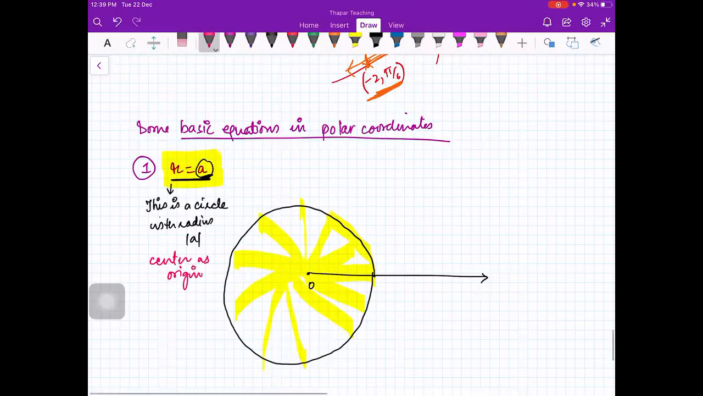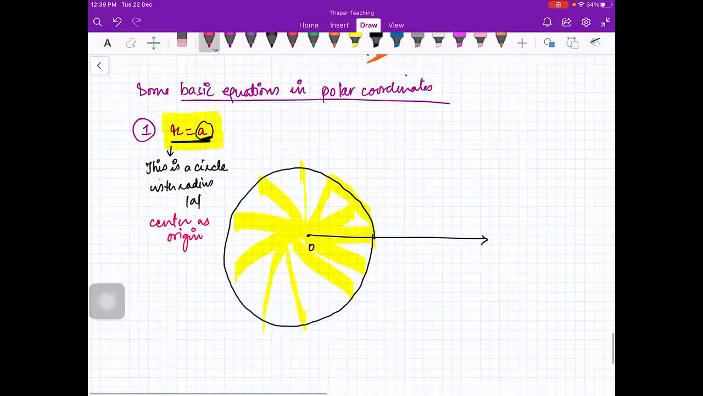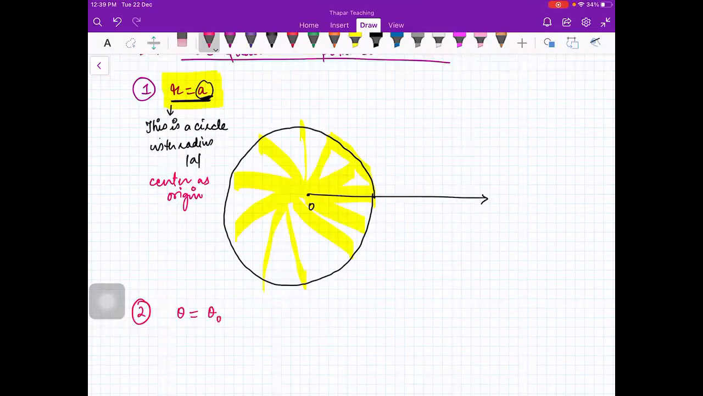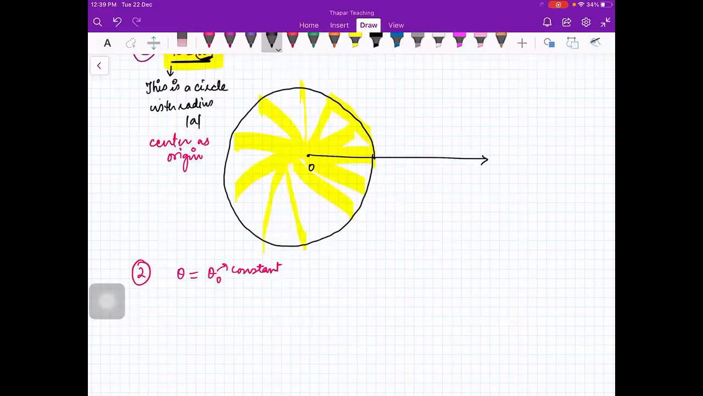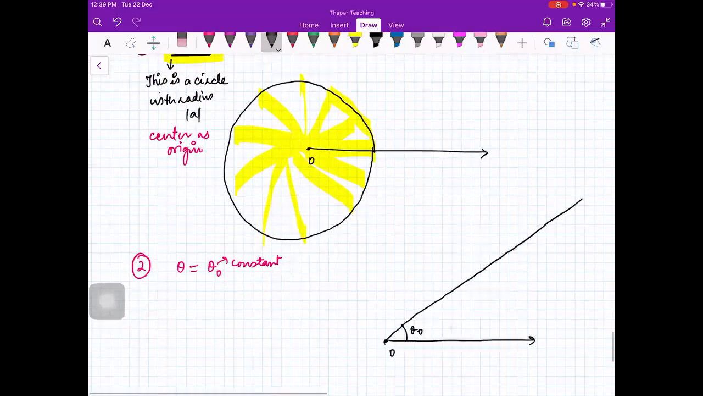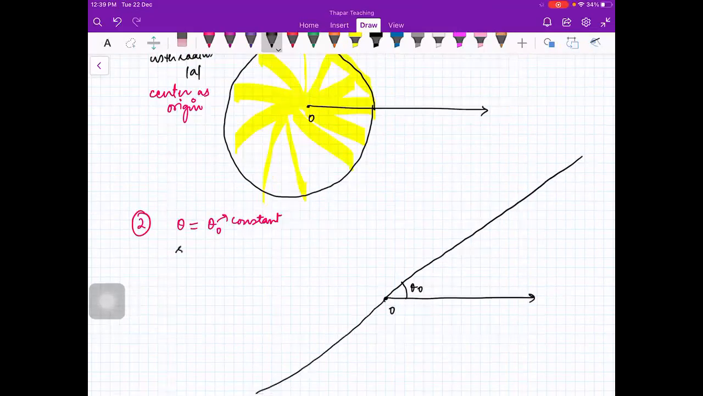Okay. Now, can you tell me what this is? Theta is equal to some angle, say theta naught. What is the equation? Ma'am, a straight line. Yeah, this is theta fixed. So you have this initial axis, this is O. You have fixed theta naught. So you are putting no restriction on r. So this is a straight line having a slope. How much is the slope?